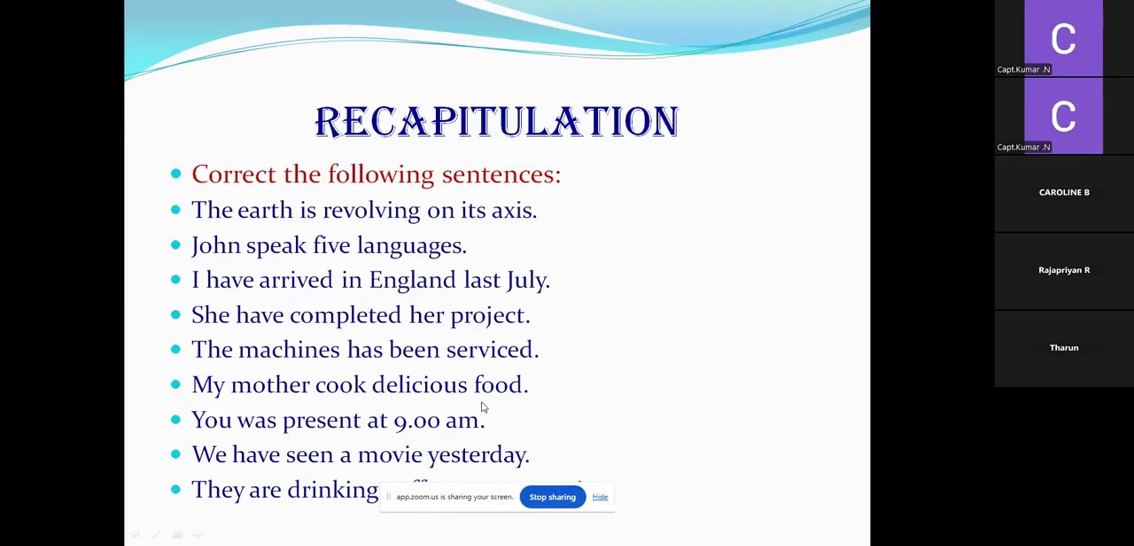Let's see the next example. You was present at 9 a.m. Can you guess the right answer?